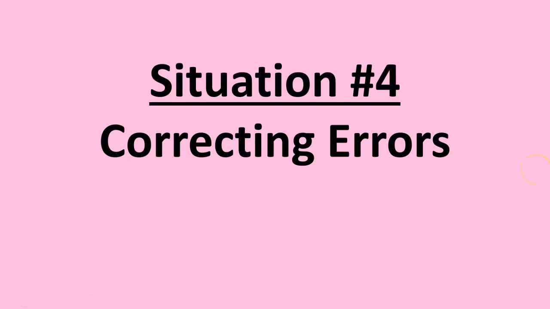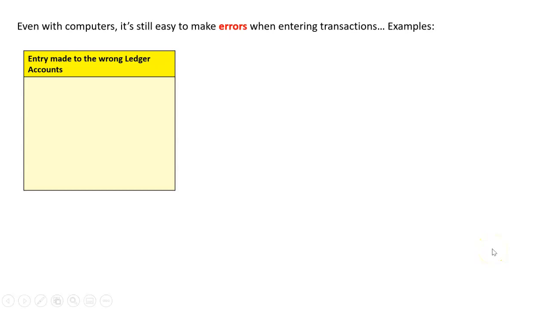The last situation where we might need a memo in the general journal for this chapter is situation number 4, and we've got to correct some errors. Even with computers, it's still easy to make an error when entering transactions, and there could be a million things. But we can classify them into some more common ones. One way we've made a mistake is an entry made to the wrong ledger accounts. For example, marketing expenses were entered as wages.